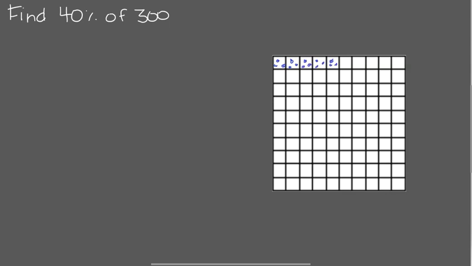And so I can keep doing that. And then I'm asked for 40% of that. So 40% would be 40 of these squares. So I have 40 squares with 3 circles each. So if I have 40 groups of 3, that means I have 40 times 3.